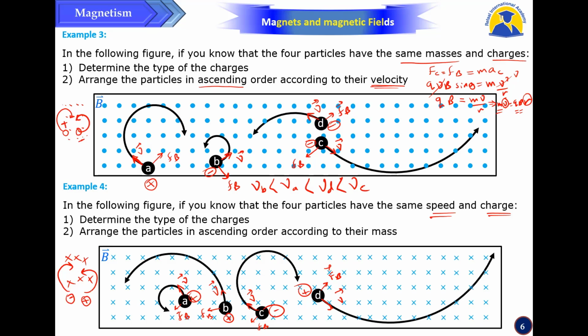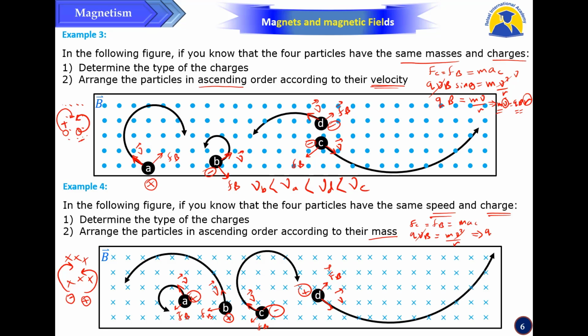Now, after we determine which one is positive and which one is negative, we go to part 2. Arrange the particles in ascending order according to their mass. Ascending order. So now we need to find the relation between R and M, which is the mass. We use the same formula: Fc equals Fb equals m a_c. So QVB will equal mv squared divided by R. We cancel these two V.